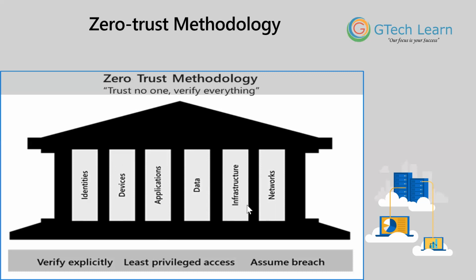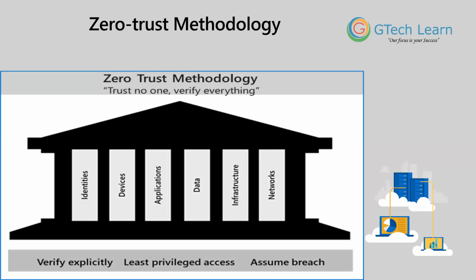The first one is identity. By name itself, identity means it can be a user, service, or a device. When an identity attempts to access a resource, it must be verified with strong authentication, and then follow the least privilege access principle. This means firstly verify explicitly, then give least privilege access.